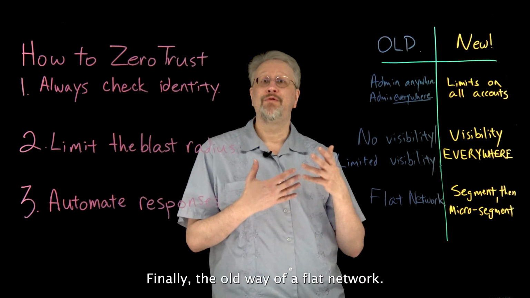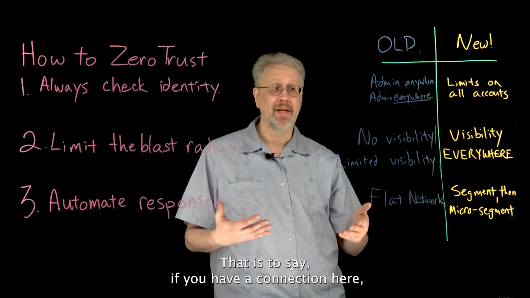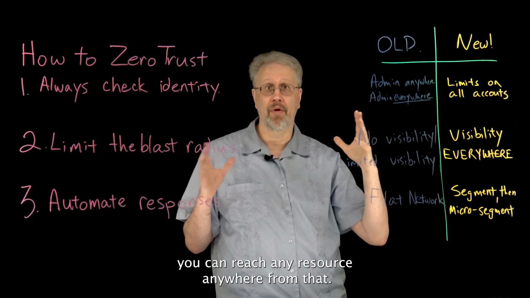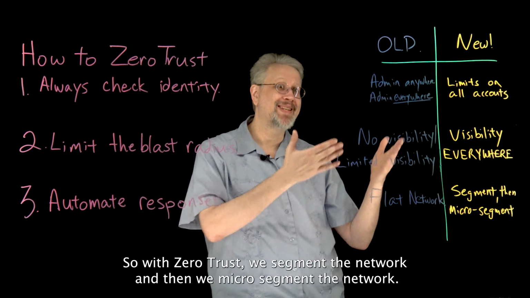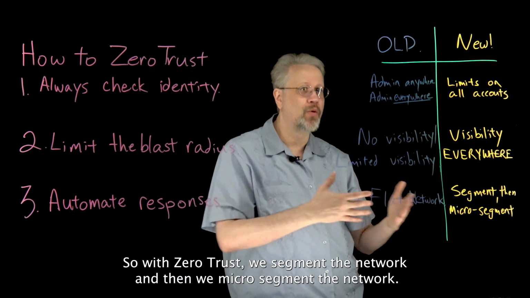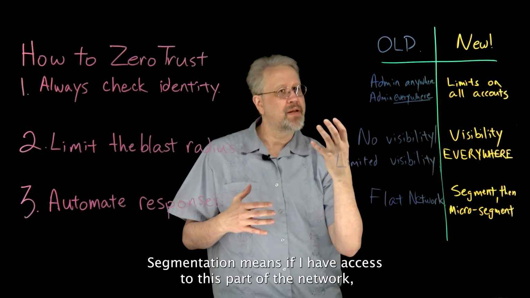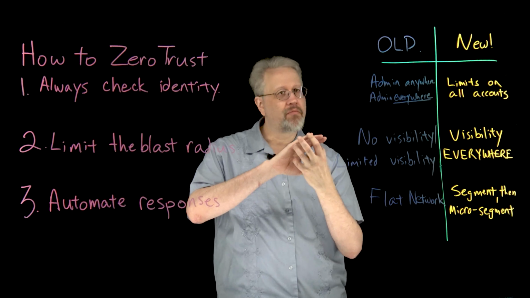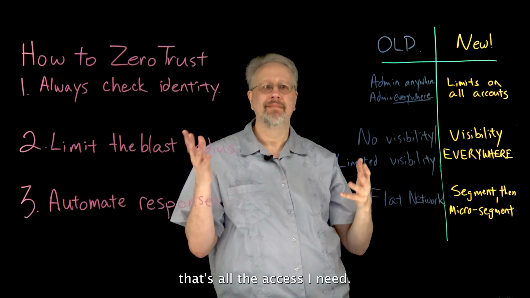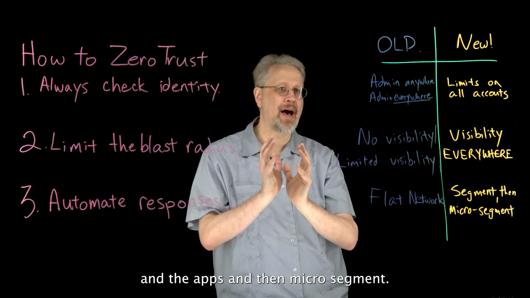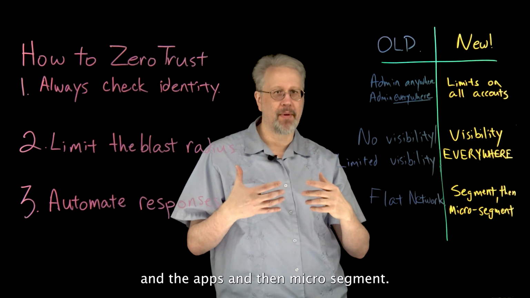Finally, the old way of a flat network. That is to say, if you have a connection here, you can reach any resource anywhere from that. So with zero trust, we segment the network and then we micro-segment the network. Segmentation means if I have access to this part of the network, that's all the access I need. Limit that, segment off parts of the network, the data and the apps, and then micro-segment.